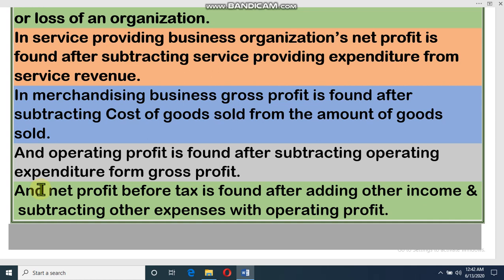Dear student, what is non-operating income? That means this type of income is not from the activities of a business. The business earns this type of income irregularly, like when they invest anywhere. From that, if you earn interest, then that is other income. And if the expenses are subtracted, that is non-operating expenses, then it is net profit.